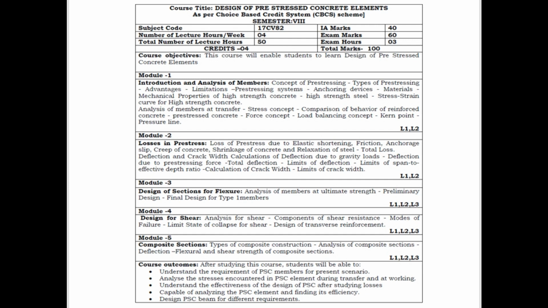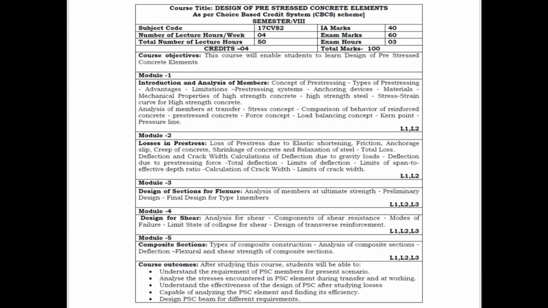Module 1 includes introduction and analysis of members. It consists of types of pre-stressing, advantages, disadvantages, anchoring devices, high strength concrete, high strength steel, stress strain curve, then load balancing concept, pressure line. These things are there in module 1.